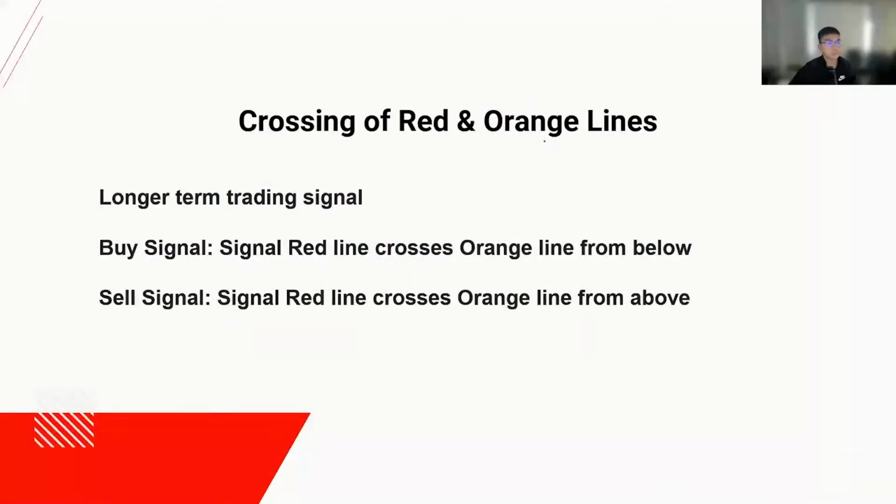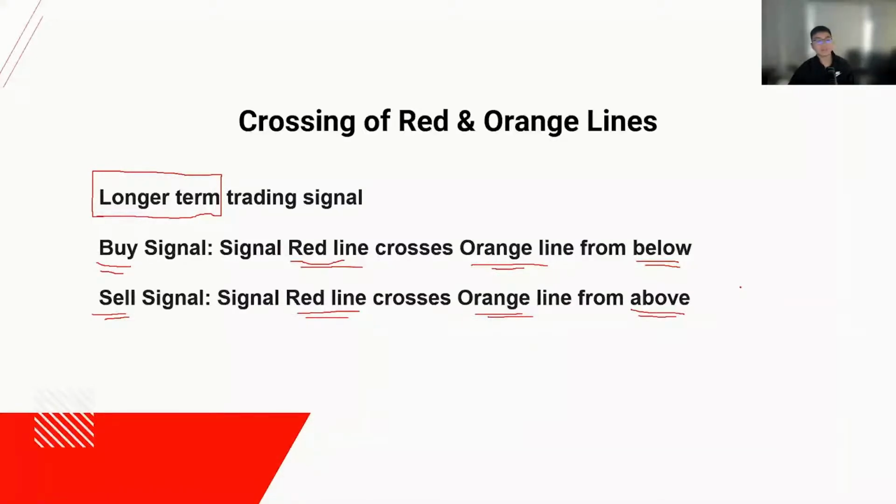So next we have the crossing of the red and orange lines. So after I explain this, screenshot it down. It's very, very important. So this is for longer term trading signal. So for a buy signal, the red line crosses the orange line from below. So longer term buy. So this is a sell signal. The red line crosses the orange line from above.